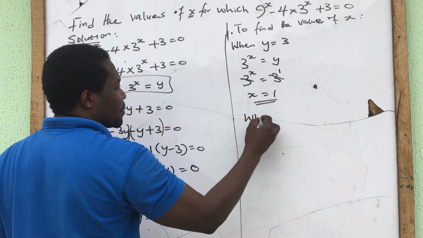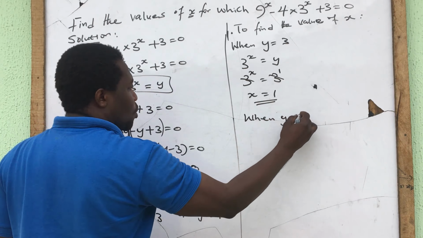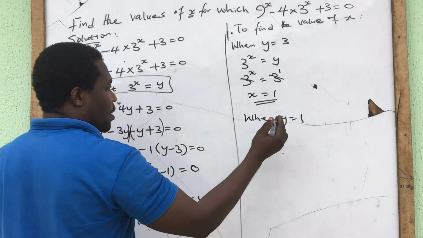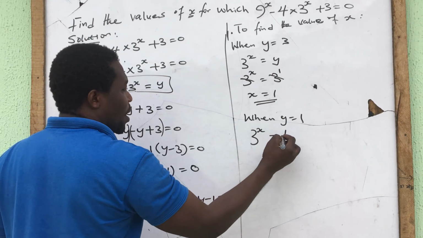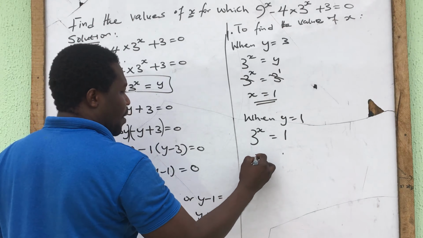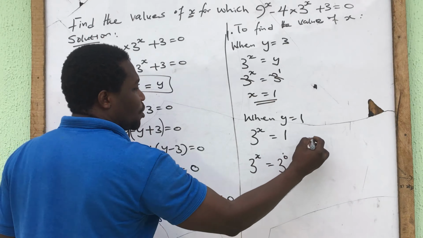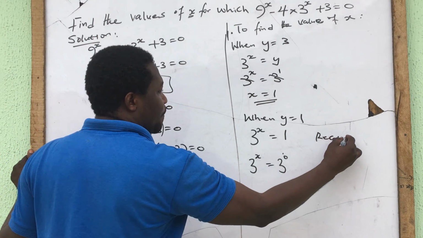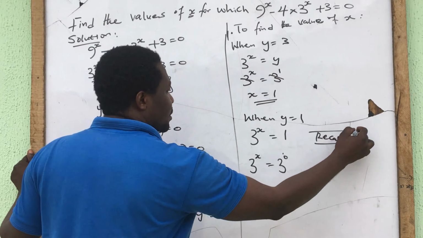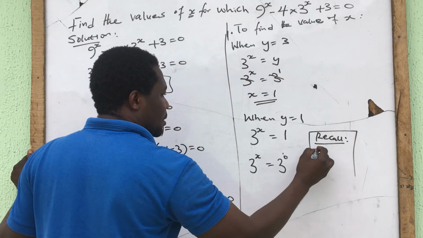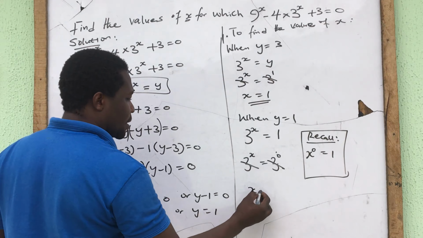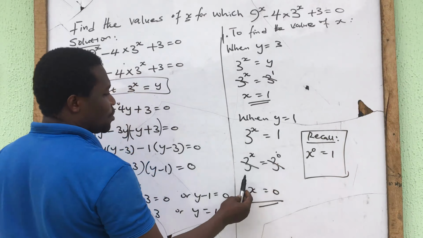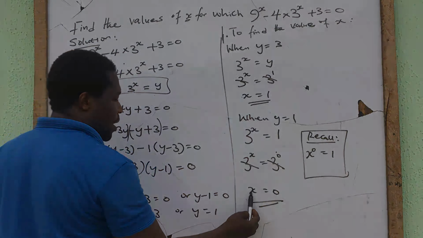Then when y equals 1, we come here, 3 raised to power x equals 1, then 3 raised to power x equals 3 raised to power 0. We recall that any number raised to power 0 is 1. Then x equals 0. So the value of x equals 1 or x equals 0.